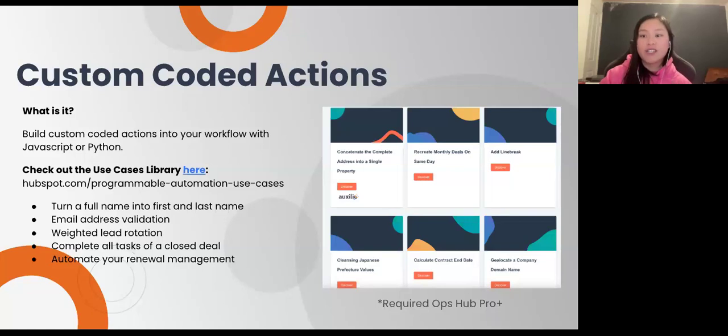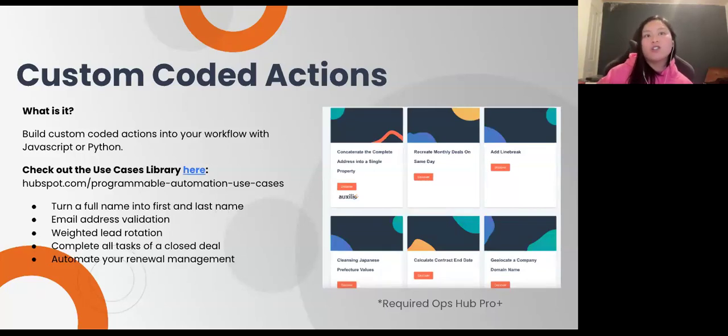The next one is completing all tasks of a closed deal. A very common issue that we see with a lot of customer portals is that there are lots of outstanding tasks that never get checked off, because once you close the deal, people just tend to forget about it. So this is a really great way to maintain the data in HubSpot and make sure all the tasks that need to be closed off are closed off.